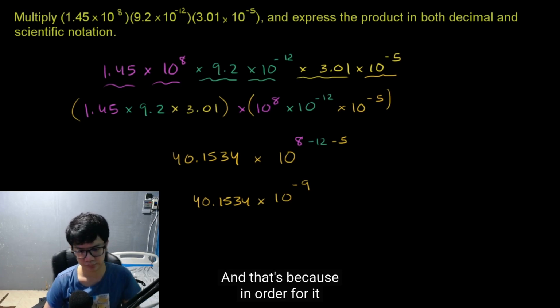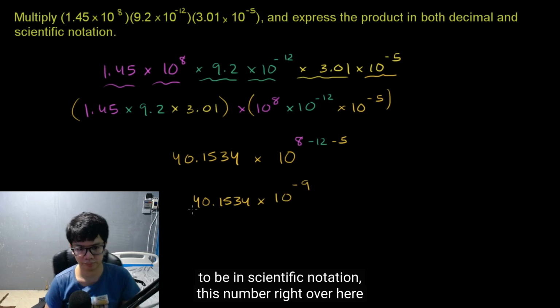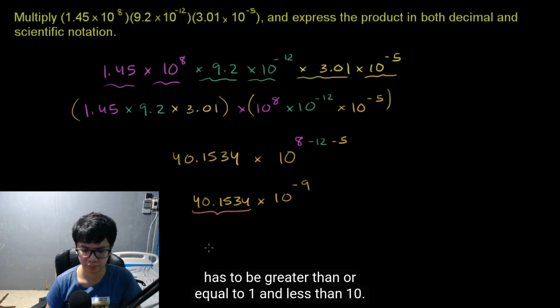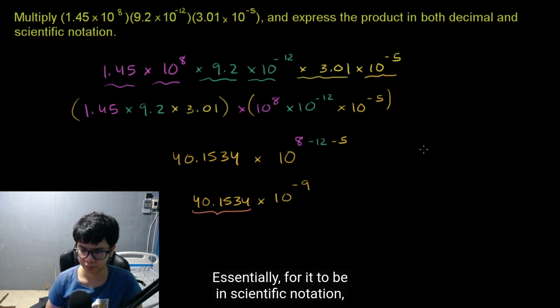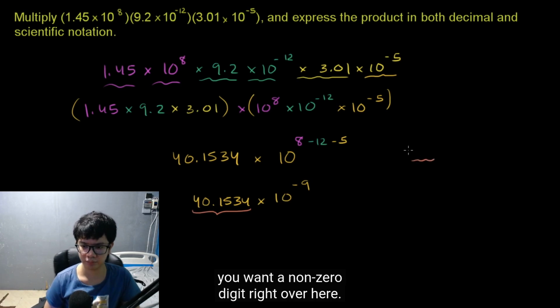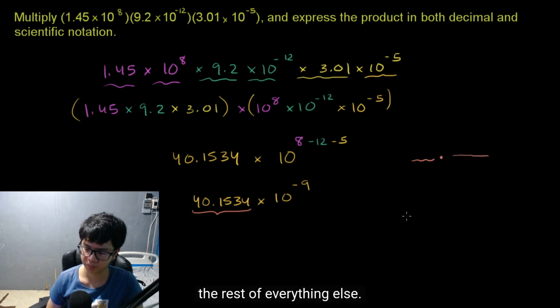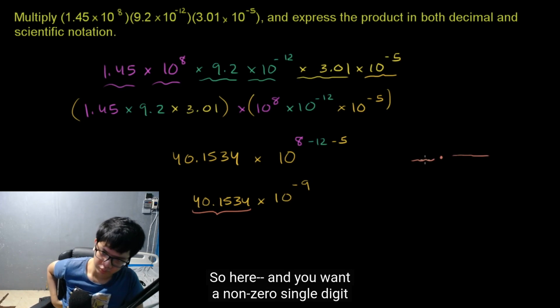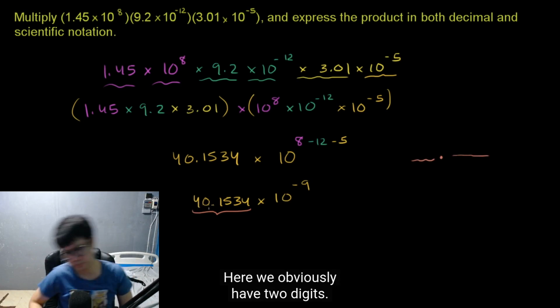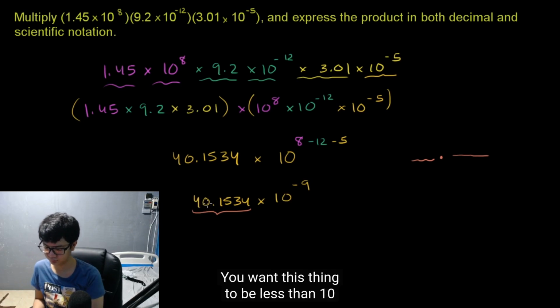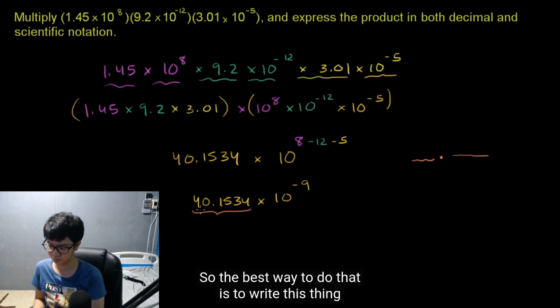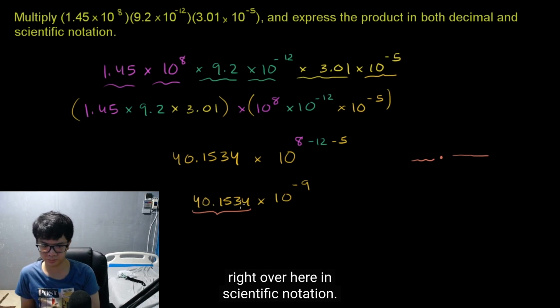And that's because in order for it to be in scientific notation, this number right over here has to be greater than or equal to 1 and less than 10. And this is obviously not less than 10. Essentially, you want a non-zero digit right over here, and then your decimal, and then the rest of everything else. So you want a non-zero single digit over here. Here we have 2 digits. This is greater than or equal to 10. You want this thing to be less than 10 and greater than or equal to 1. So the best way to do that is to write this thing right over here in scientific notation.